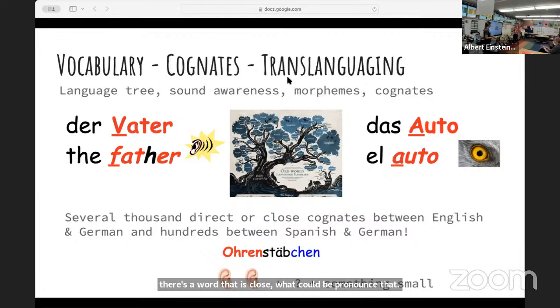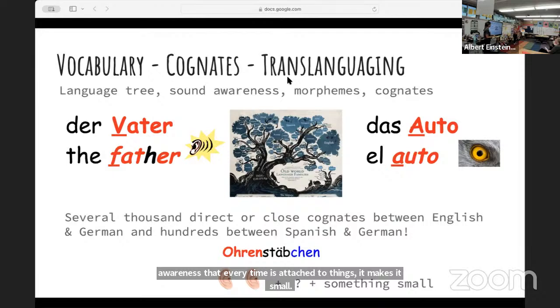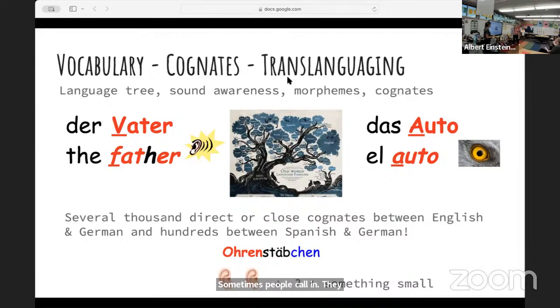Peter already gets me closer. Then I have humongously big words in German. I might know Ohren because it's a word I've grown up with. Okay, Ohren, I know that, so ear. Maybe I only know one, so maybe one ear. Then I've maybe created an awareness that every time "hen" is attached to things, it makes it small. Sometimes people call Paulchen, they put the "chen" at the end of their names, makes it small. So now I know, looking at that word, it has something to do with ears and it must be little.